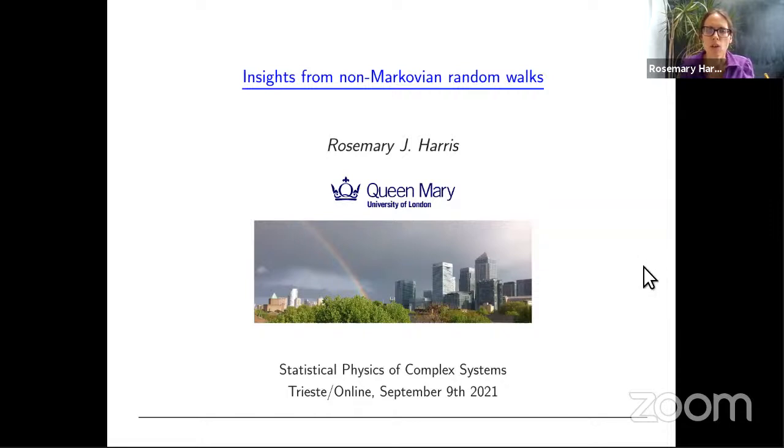So I'm going to tell you about some statistical physics insights from simple non-Markovian random walks, and in particular, some applications to decision modeling, which fit within the complex systems side of this very nice meeting.